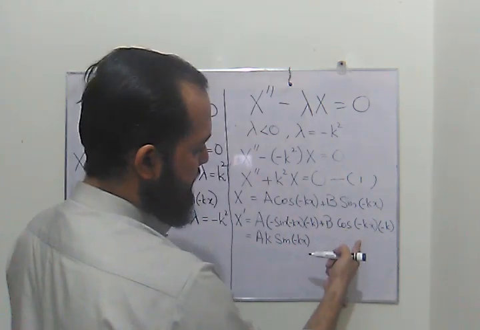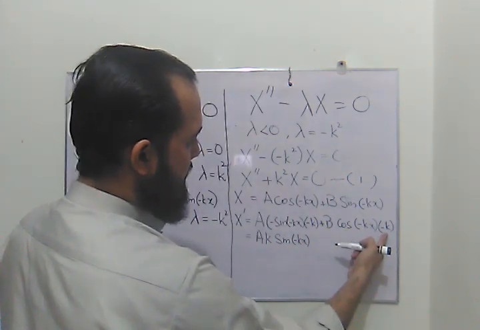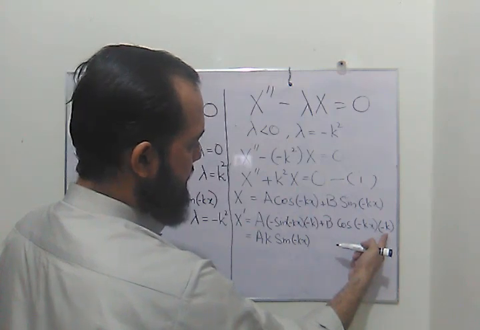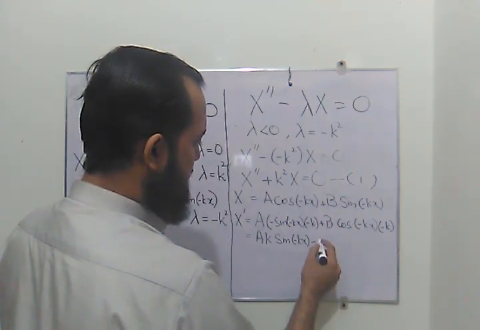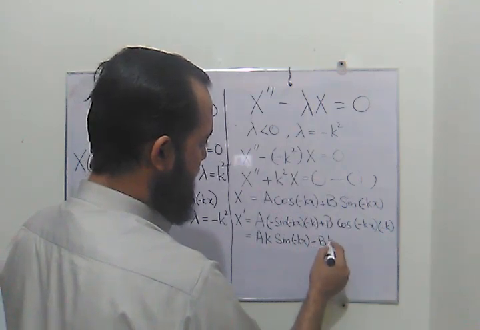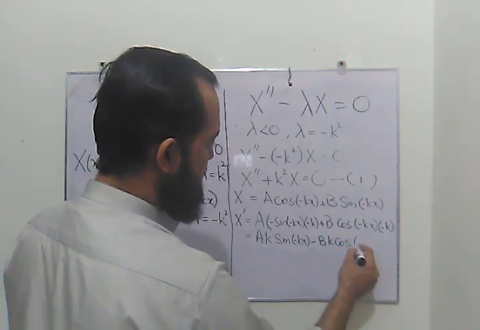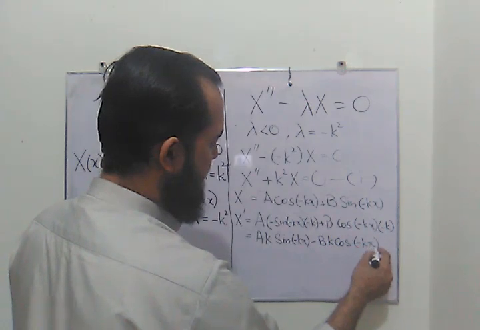Here we have a minus sign here, so it will become minus b k cos kx.